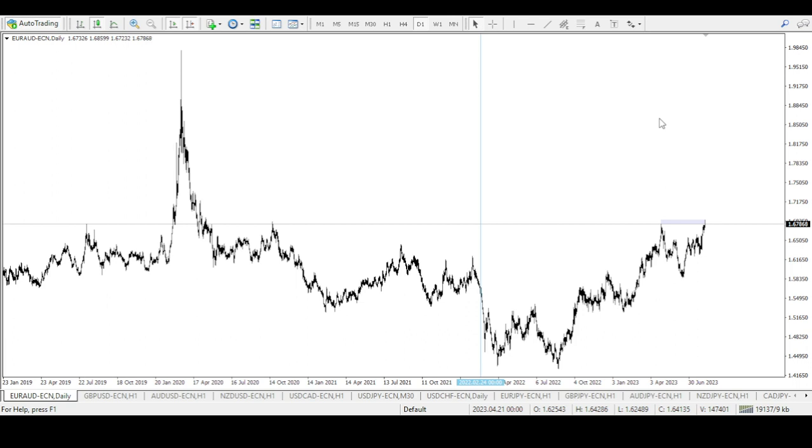So here we are on the daily time frame chart of Euro AUD, and you can see that this area where the price is right now is a significant resistance zone, not just because of the previous swing high, but because of two more previous swing highs. Look at this one and this one.